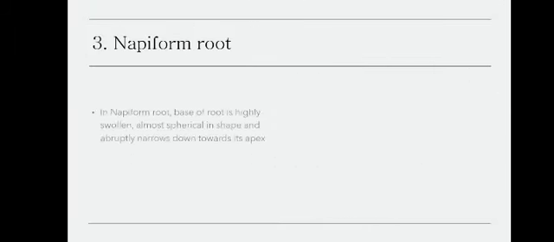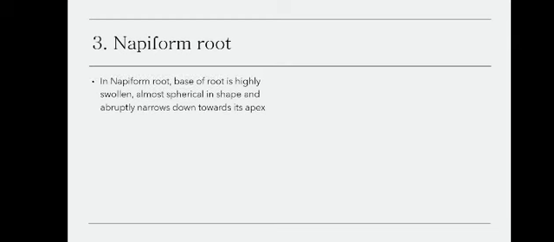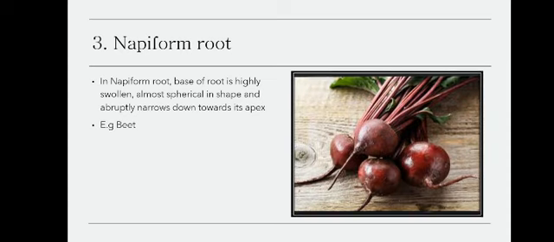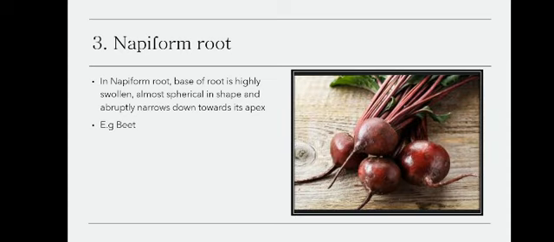Napiform roots. In napiform roots, the base of the root is highly swollen, almost spherical in shape, and abruptly narrows down towards the apex. Example is beet. In beet, you can observe the base of the root is highly swollen and the end abruptly narrows towards the apex.